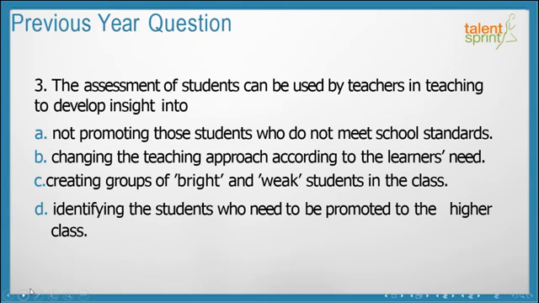Option A, not promoting those students who do not meet school standards. Option B, changing the teaching approach according to learners' need. Option C, creating group of bright and weak students in the classroom. Option D, identifying the students who need to be promoted to higher class.